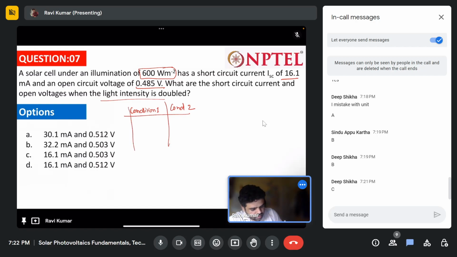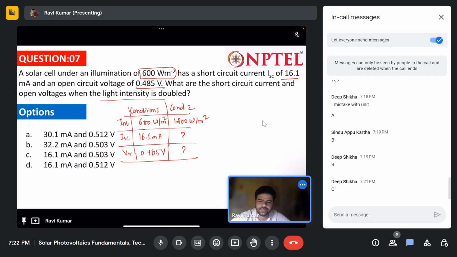This is our insolation, this is our ISC, this is our VOC. VOC was 0.485 volt and ISC was 16.1 milliampere at 600 watt per meter square. It is saying at 1200 watt per meter square, what will be the ISC and what will be the VOC. So you need to find out the question mark.